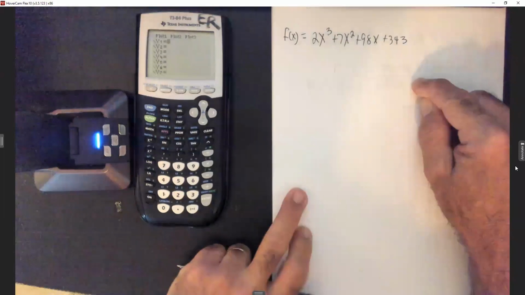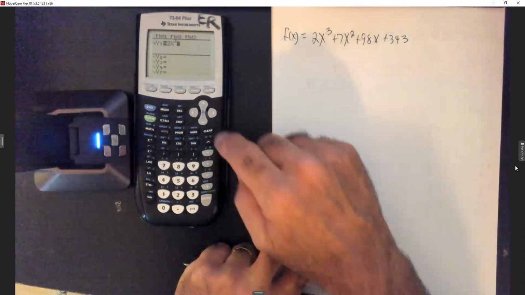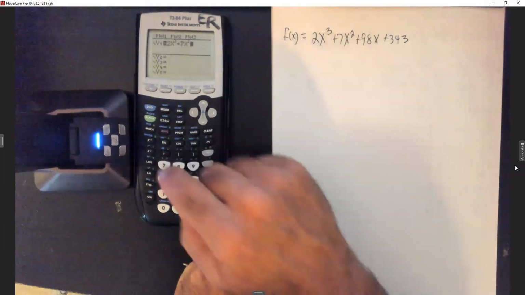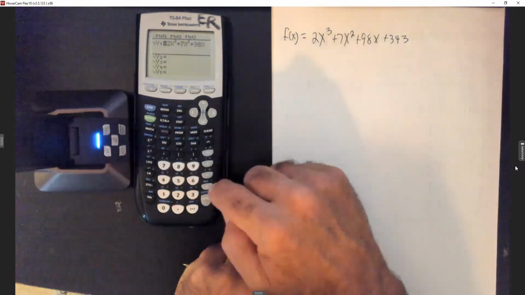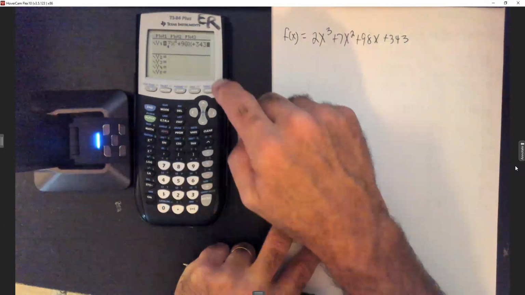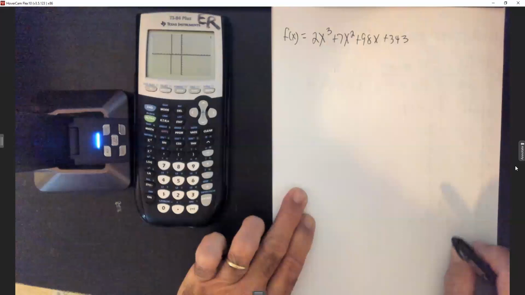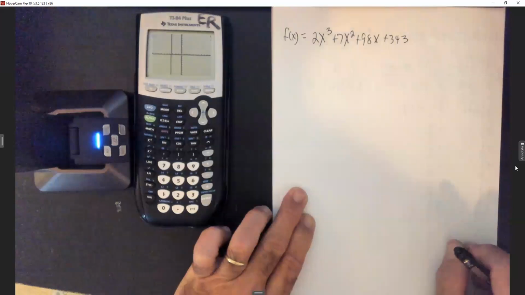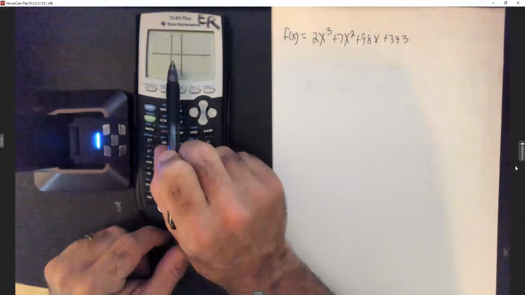So here goes 2x to the third plus 7x squared plus 98x plus 343. So I just want to see the graph and see if I can tell where that's crossing the x-axis. And y'all look at that. That looks like that's at -1, 2. Looks like that's at -3.5.